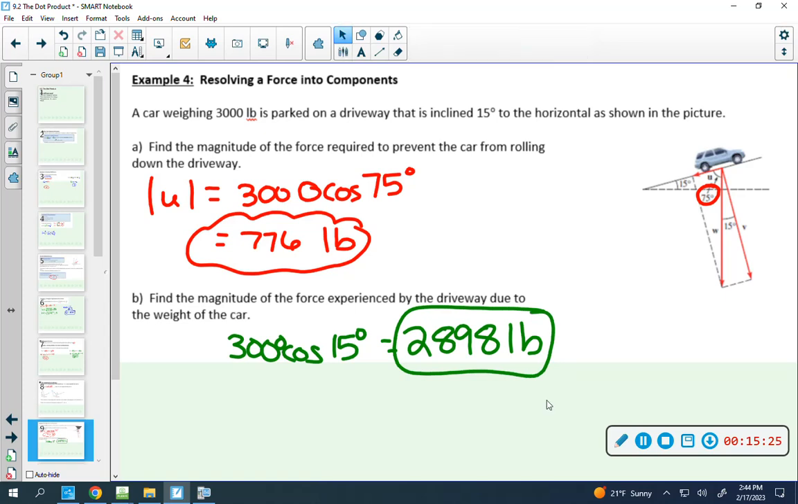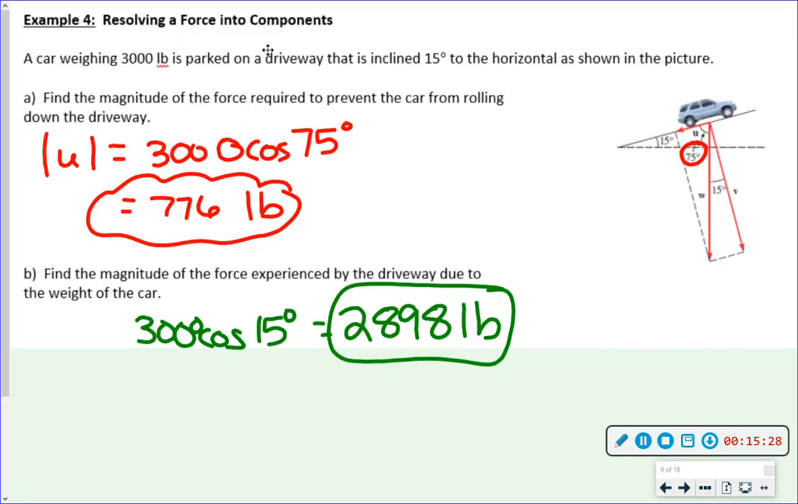Okay. All right, so any questions? We're going to do some more with forces here towards the end. Elliot. Why is the force to prevent the car from rolling down, but why is it 75?